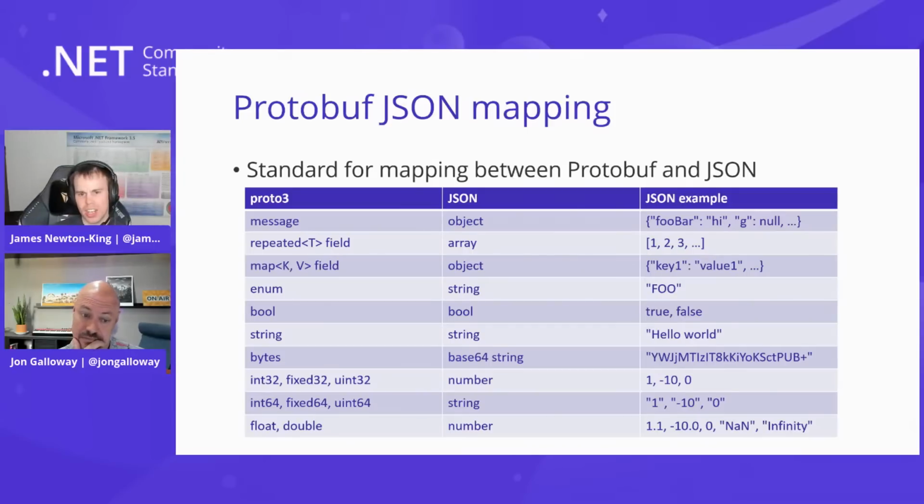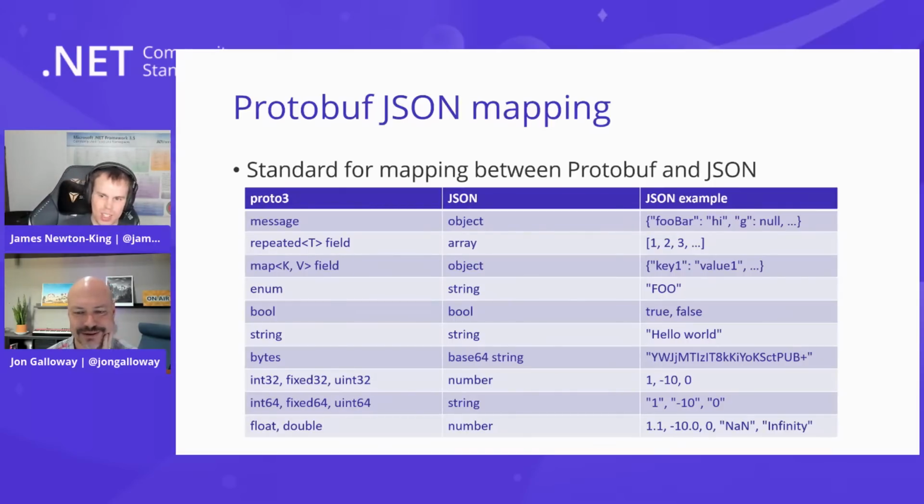Now, the reason they chose to do this is JavaScript only supports up to 52 bits of precision with its numbers, which means if you're serializing a very large or very small number, say int64.max value, JavaScript isn't going to be able to represent that completely. So for that reason, the Protobuf spec says you should write 64-bit values as strings.